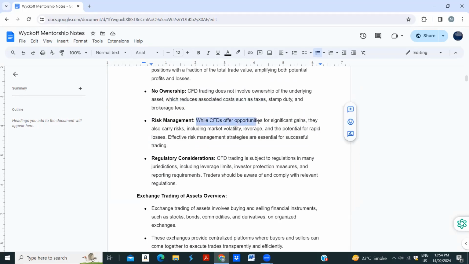Risk management. While CFDs offer opportunities for significant gains, they also carry risk, including market volatility, leverage, and potential for rapid losses. Okay, just like the forex market. Effective risk management strategies are essential for successful trading.